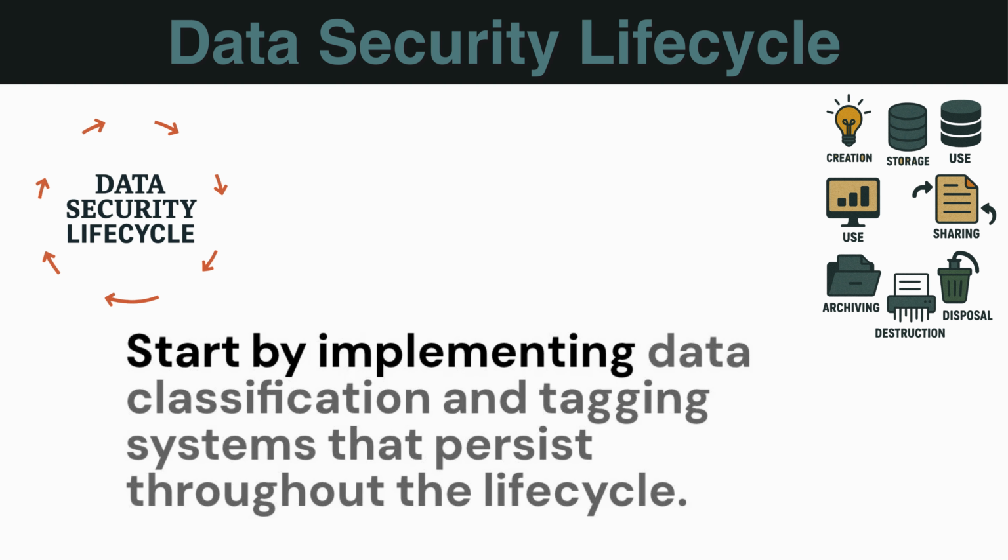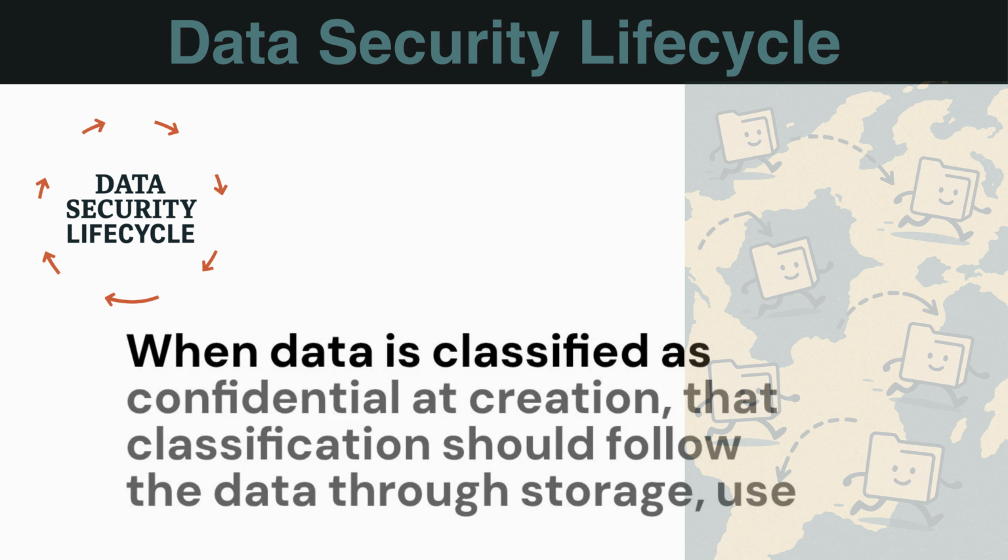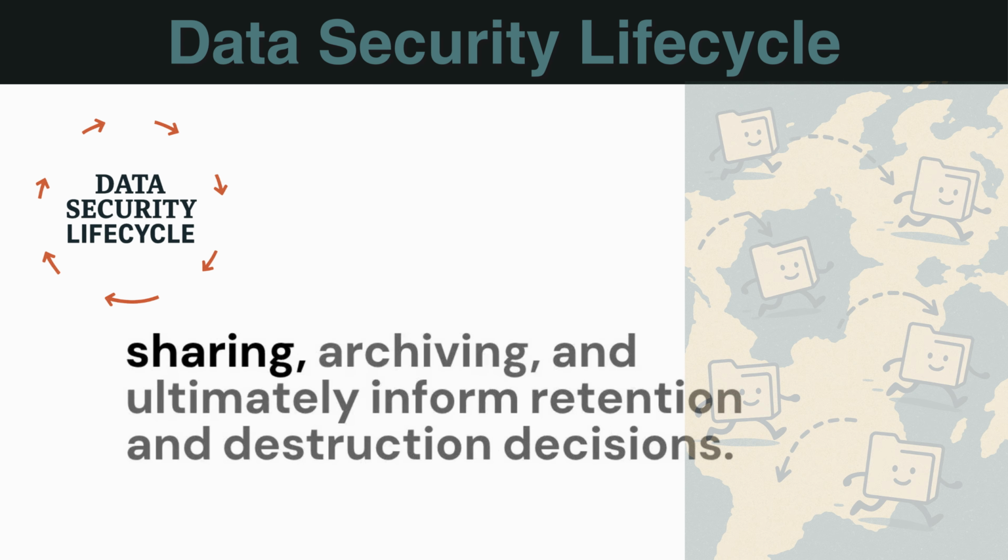Start by implementing data classification and tagging systems that persist throughout the lifecycle. When data is classified as confidential at creation, that classification should follow the data through storage, use, sharing, archiving, and ultimately inform retention and destruction decisions.